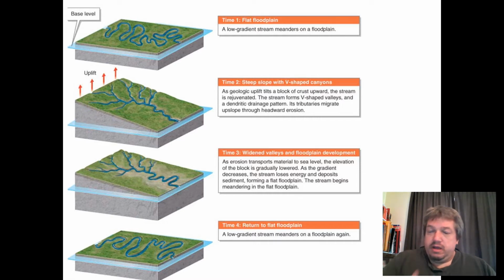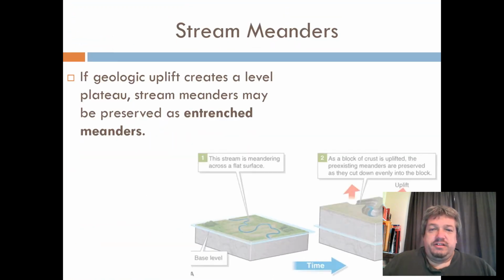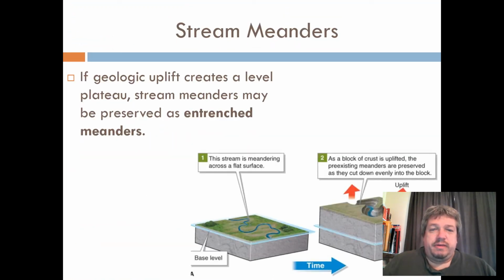Now, another thing that happens is these curves called meanders. We're going to talk about stream meanders a little bit later, but they usually happen on a flat surface very close to the base level, the floodplain. So they don't normally happen up here where there's a high uplift.